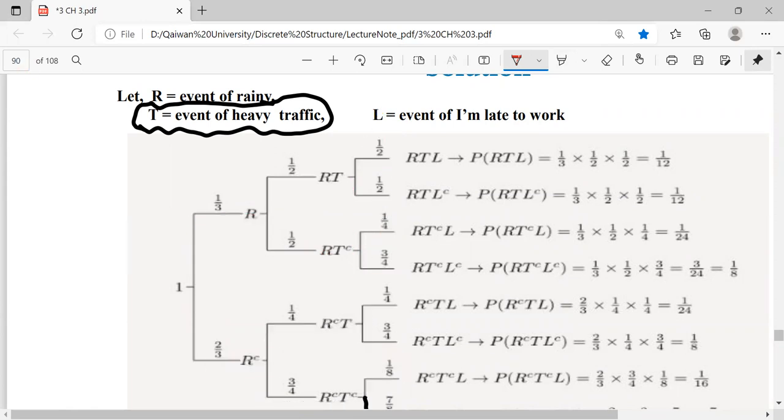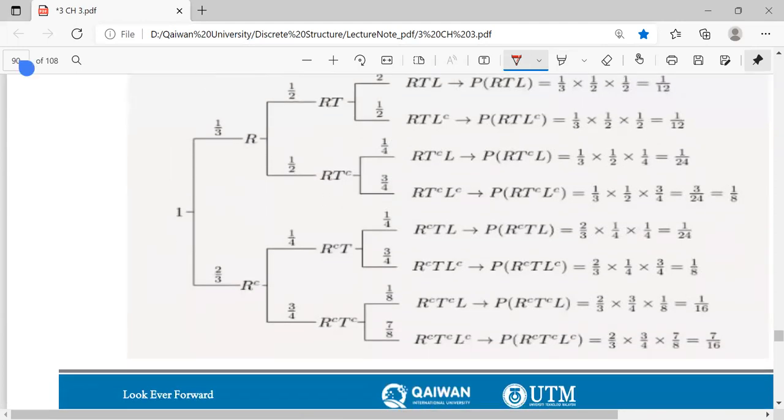So what's the probability of not rainy and heavy traffic and also being late? Look, this is not rainy. This is heavy traffic. And this is being late. This is 2/3 multiplying by 1/4 multiplying by 1/4. That's all.